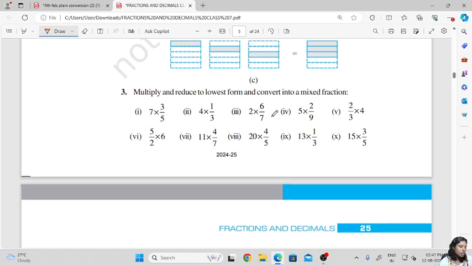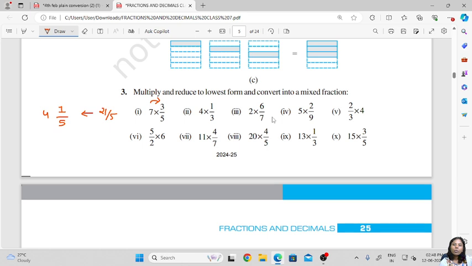Now let's solve these ones. Okay, so we'll solve the first one. 7 3s we know is 21 upon 5. What they have told is multiply and reduce to lowest form and convert it into a mixed fraction. So you multiply and you get 21 upon 5. You can write it as, our denominator will be 5, so you can write here 4. 5 4s are 20 plus 1. So 4 into 1 by 5 is the mixed fraction for this one.